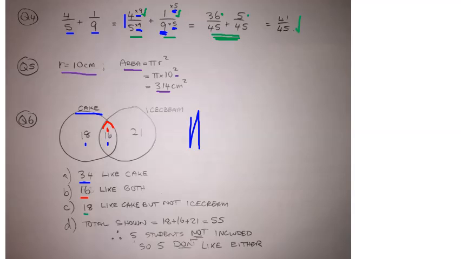The third one we're looking at is that there are 18 people who like cake but not ice cream. In other words, it's this number here, but we're choosing to exclude this group in the middle here because they like ice cream. We're only after the 18 that like cake but not ice cream.